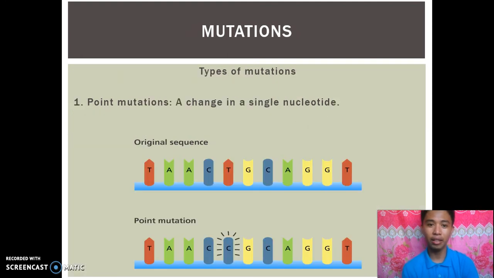So we have the types of mutation. First is the point mutation, a change in a single nucleotide. In the first picture, it is the original sequence, and the other one is the point mutation. You can see the difference between the two at the point. Okay, next.